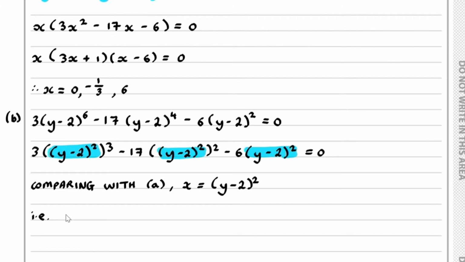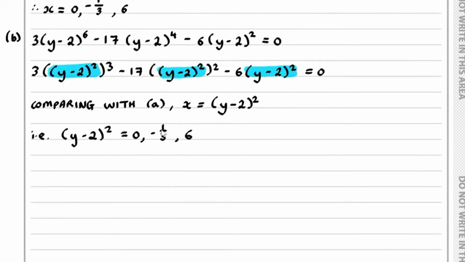So, we've got y minus 2 all squared equaling either 0, minus 1/3, or 6. But of course here, y minus 2 all squared cannot equal minus 1/3. We won't get any real solutions. So, if we get rid of this, y minus 2 all squared can either equal 0 or 6.